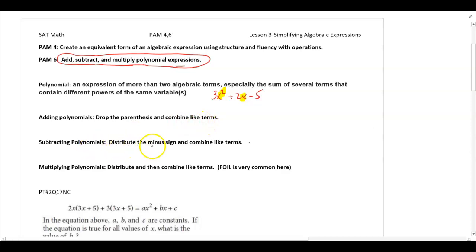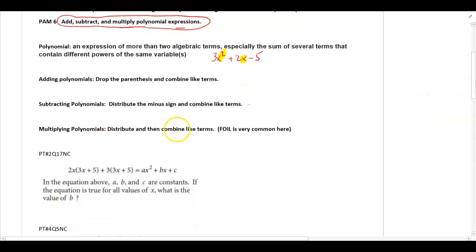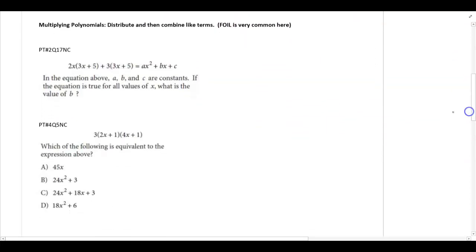When we add polynomials, all we basically do is drop the parentheses if needed and combine like terms. When we're subtracting, the first thing we have to do is distribute the minus sign and then combine like terms. And when we multiply, we look to distribute and then combine like terms. FOILing, which a lot of you are aware of, is very common in some of these problems. So let's look at a couple of these.